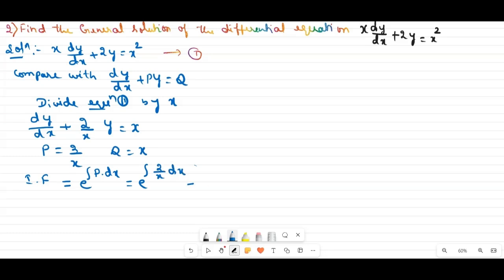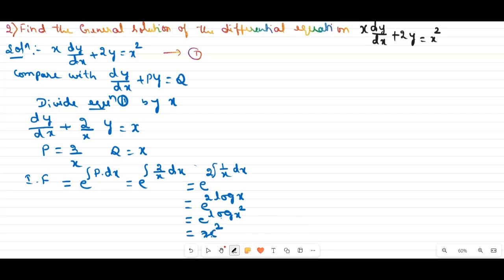You know 1 by x? See, actually 2 is a constant. Integral of 1 by x into dx. So 1 by x integration is log x. So 2 log x. This is in the form of m log n, so that can be written as log of n power m. That can be written as e to the power of log of x square. See, e power log will vanish, as you know. Only x square we get. That x square itself is the integrating factor. Till the integrating factor we have got.